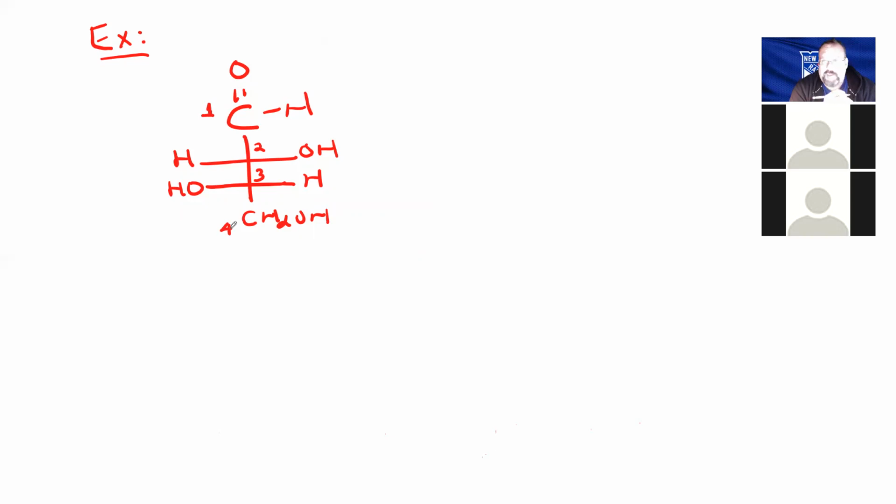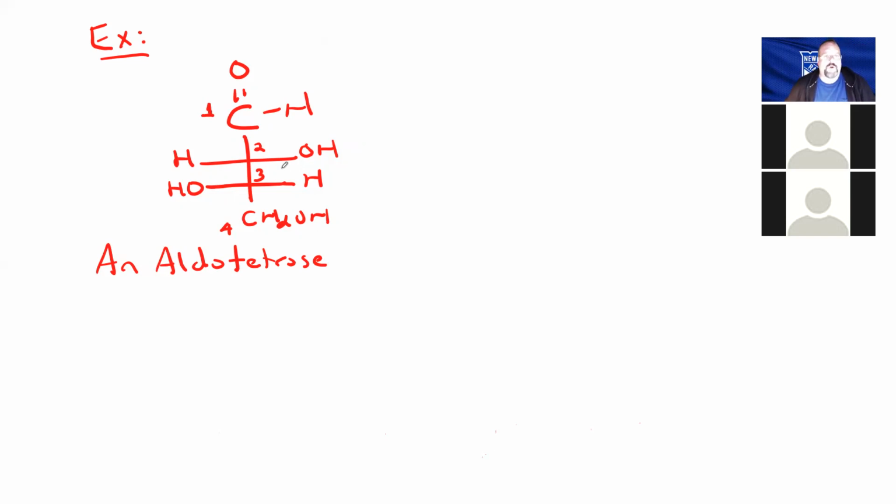Now, in terms of the C double bond O group, what functionality does the C double bond O group have here? It is an aldehyde. C double bond O with a hydrogen attached, of course, is an aldehyde. So what do we have here? We have an aldotetrose. So this monosaccharide, based on the Fischer projection given, would be an aldotetrose.